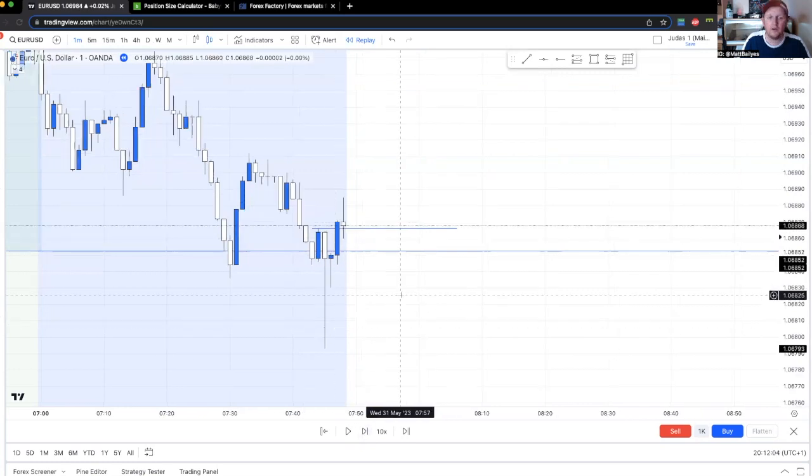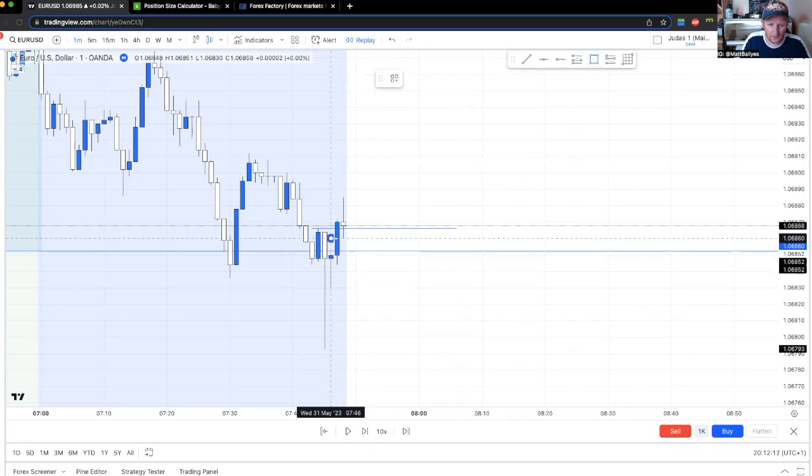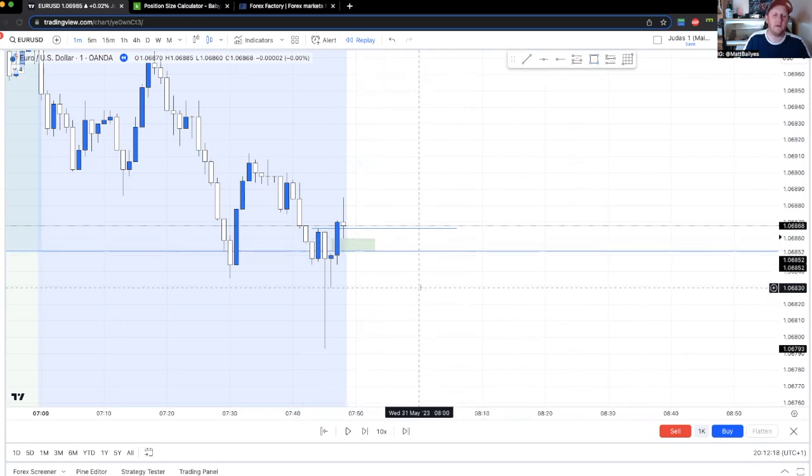Now, the ICT concept, they enter on a fair value gap. Now, what a fair value gap is, there's one right here. I'll just point that out to you. Now, this is a fair value gap. Why is it a fair value gap?